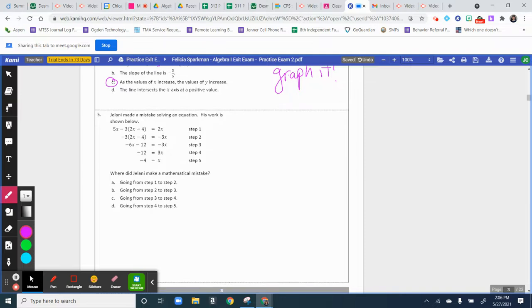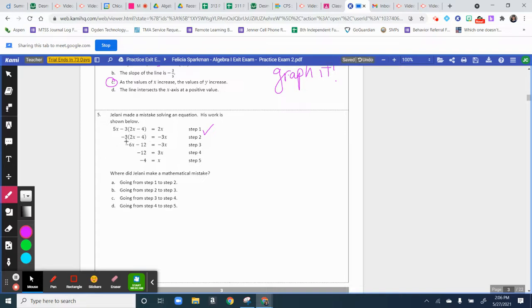Okay. Jelani made a mistake solving an equation. His work is shown below. 5x minus 3 times the quantity 2x minus 4 is equal to 2x. Where did Jelani make a mathematical mistake? So as you're doing these, you need to start trying to figure out where something is wrong. So here, the first thing that they did was subtract 5x. That's allowed, right? 2x minus 5x is negative 3x. So that's okay.